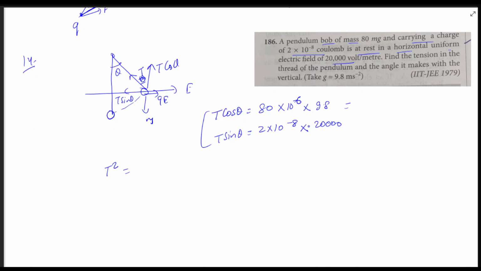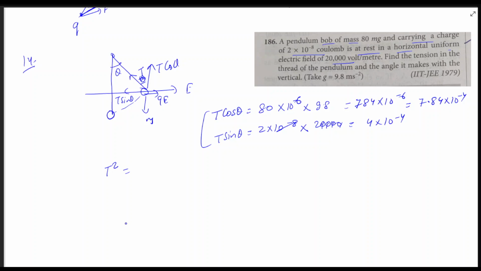So it will be 9.8 into 80. So it will be 784 into 10 to the power minus 6. So we will get 7.84 into 10 to the power minus 4, right? And this will get 1, 2, 3, 4. So it will be 4 into 10 to the power minus 4.